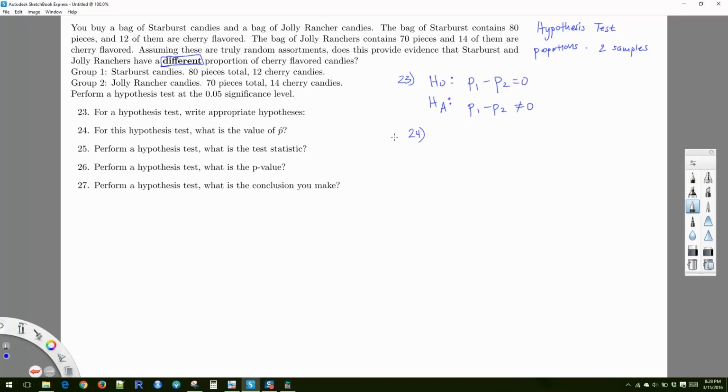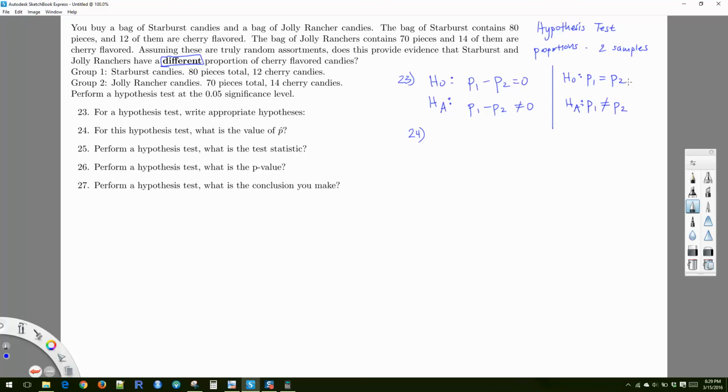What's P hat when we're talking about hypothesis test for proportions? Why is it 0? Oh, okay. So there are two forms of writing the hypotheses. We could also write, these would also be valid, P1 is equal to P2, and the alternative would be that P1 does not equal P2, okay? Correct, because it says different.